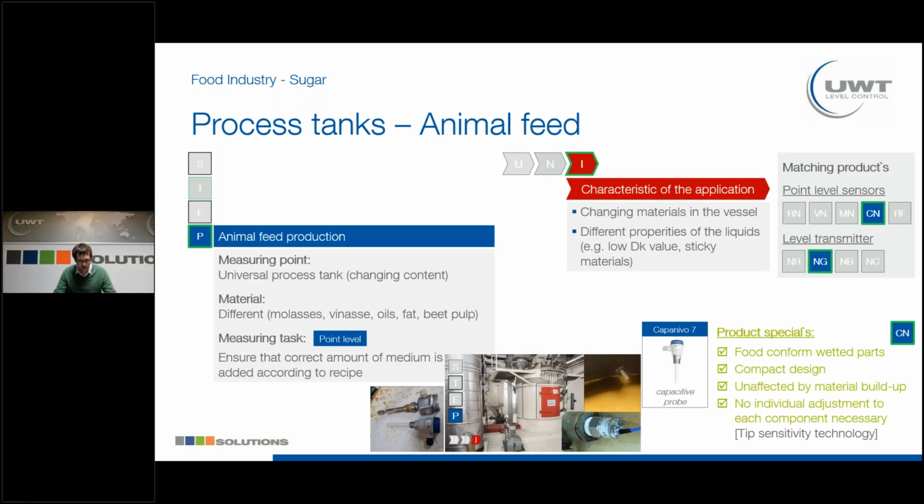And we solved this application with a CN7 capacitive probe. So it needs to be food conform, a compact design, unaffected from buildup, and no individual adjustments to each component are necessary here. The customer used a vibrating fork, but it's not working reliably due to the huge buildup, and we changed to the Carbonibus 7 series, and this is working perfectly. This is what we already recommend: when you would like to exchange a vibrating fork, go for the CN7.